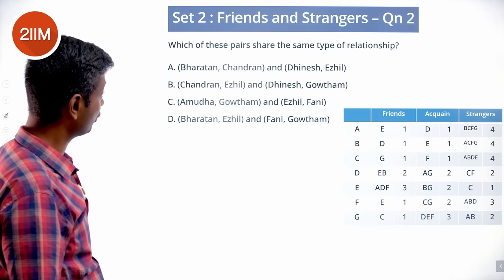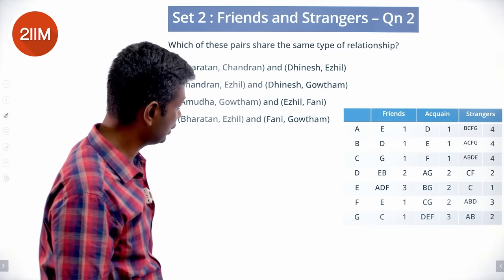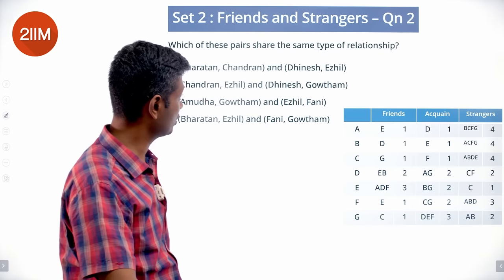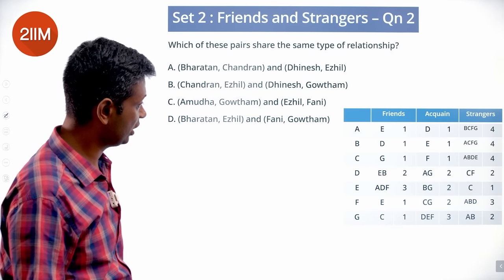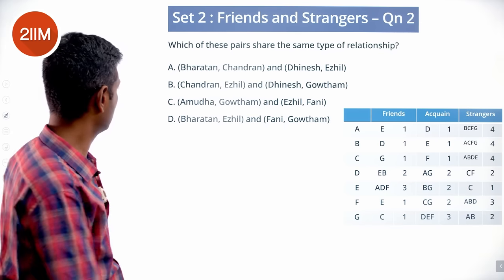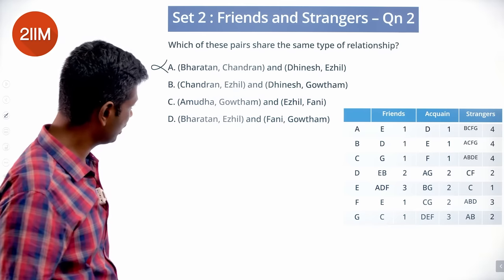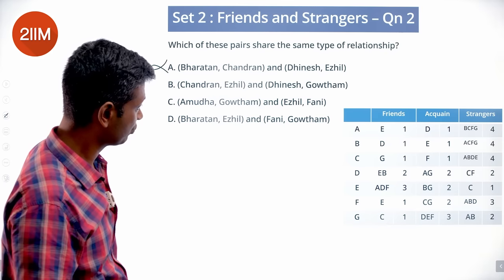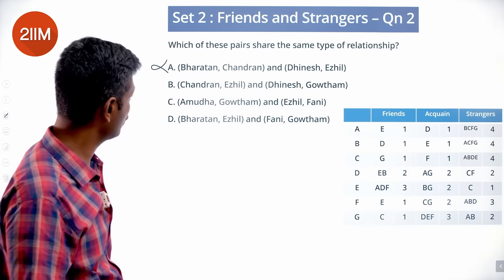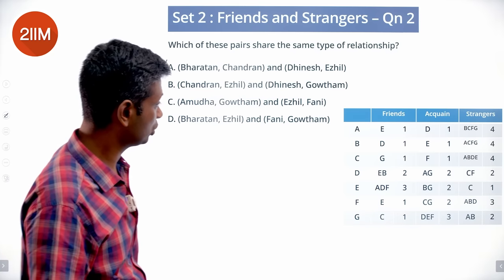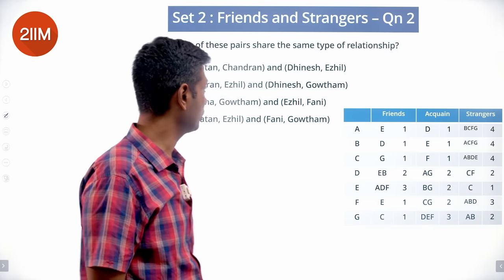Which of these pairs share the same type of relationship? Bharatan, Chandran, B, C are strangers. Dhinesh, Ezhil, D, E are friends. So not this. Chandran and Ezhil, C, E are strangers. Dhinesh and Gowtham, D, G are acquaintances. Not this.